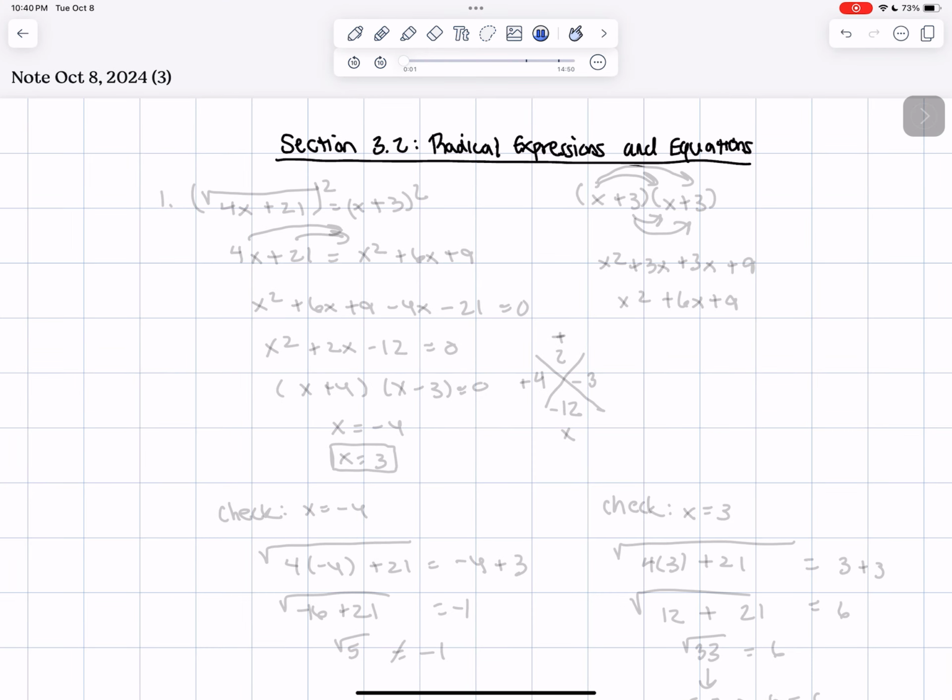So this video is on section 3.2, going over radical expressions and equations. We're going to be focusing on radicals that have only one radical. In your homework you might have a problem that has two radicals on it, but really in this class we are only going to be focusing on one radical. So we're going to solve a bunch of examples like that.